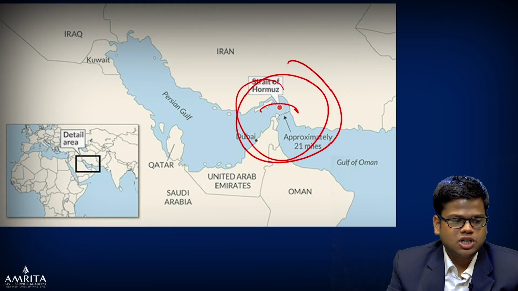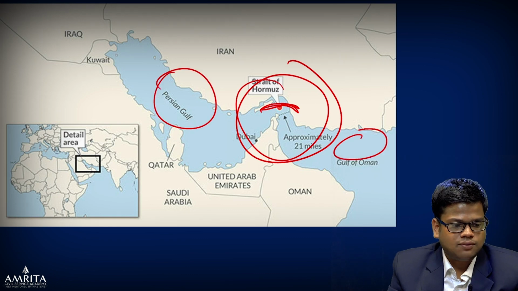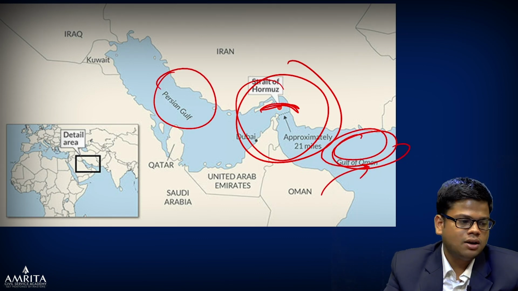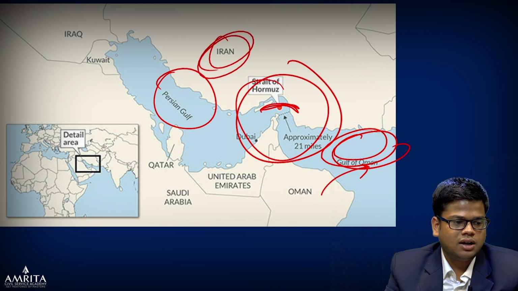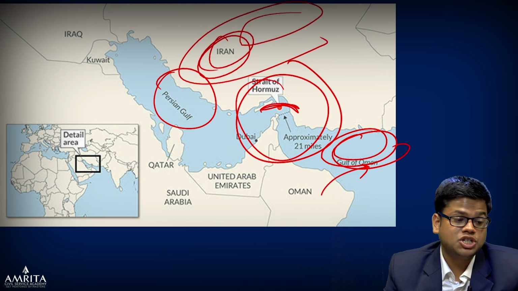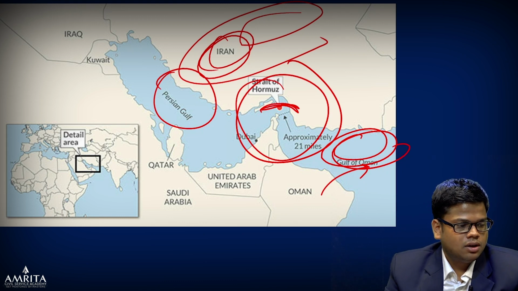The map you should know: this is the Strait of Hormuz, this is the Persian Gulf, this is the Gulf of Oman. So Gulf of Oman, Persian Gulf, because of Persia, okay? Iran and all these places were called Persia at that time.